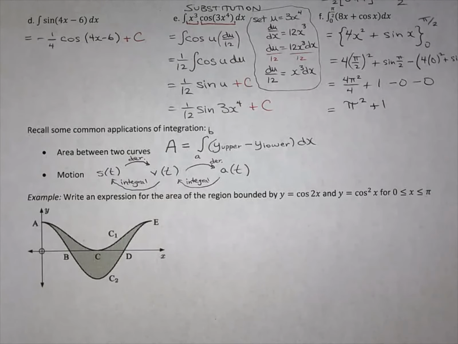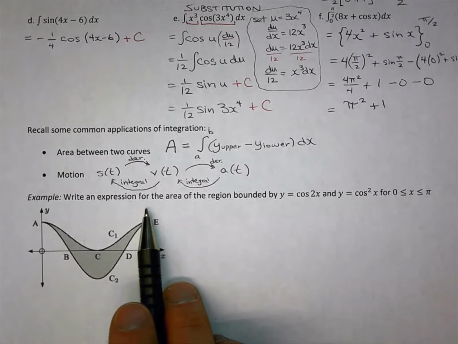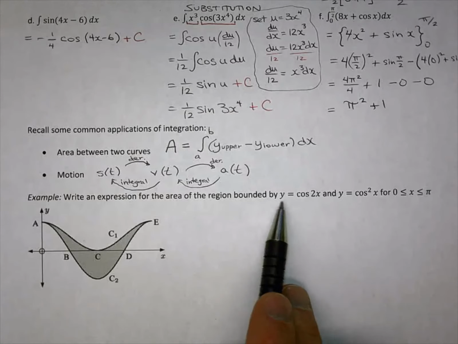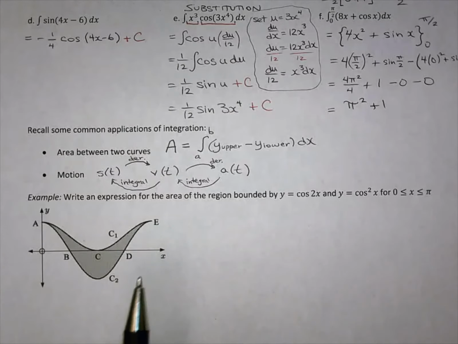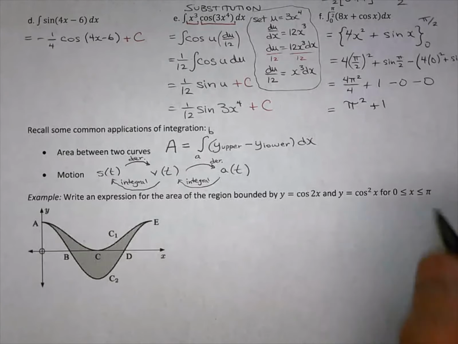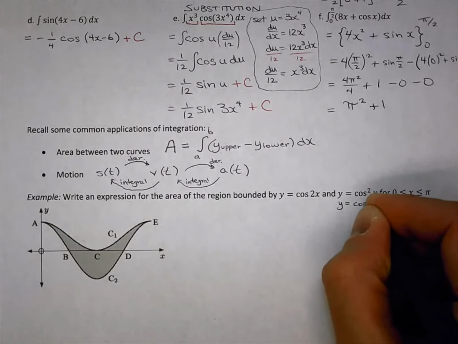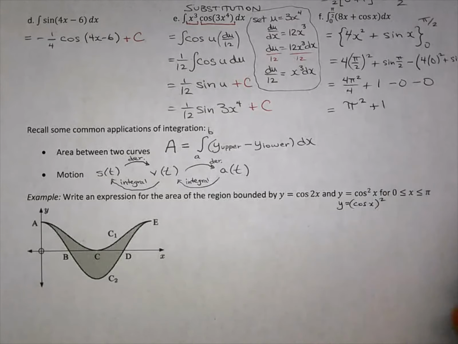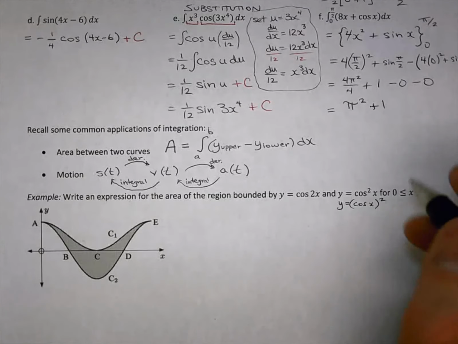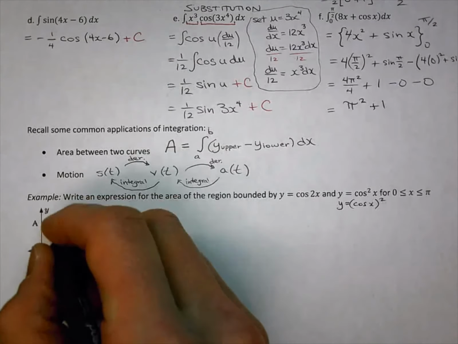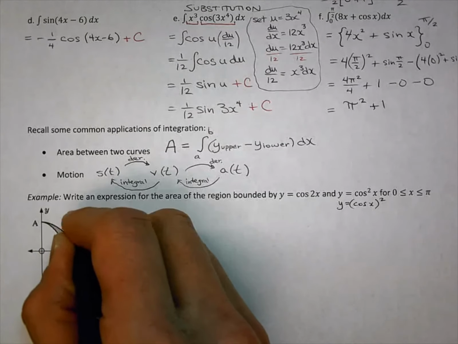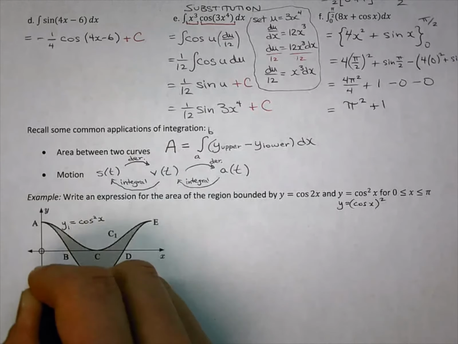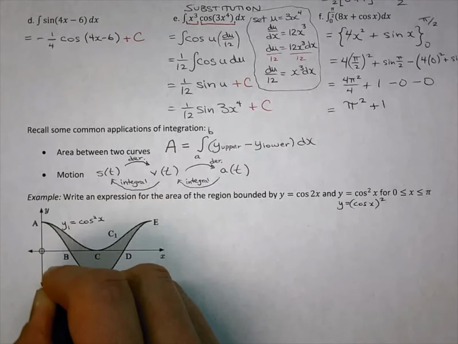So let's do this first one. Write an expression for the area of the region bounded by y equals cos 2x and y equals cos squared x, where x is between 0 and pi. So here's my diagram. Now how do you know which one's which? Well, cos squared x, remember this is cos x all squared. So whatever y is always going to be positive. That's how it's pretty clear to me that this upper curve is cos squared x, and this lower curve is cos 2x.